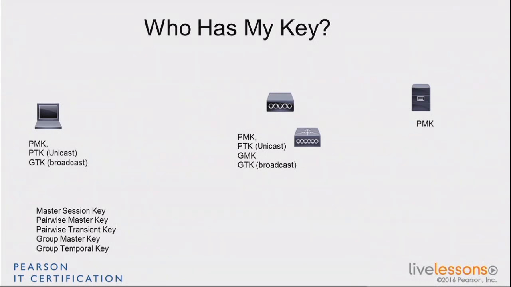Whenever the AP decides, it can change that group key, use the GMK to generate a new GTK, and using unicast distribution it is going to send that key to each client in the cell. So those are the keys that you have in the cell.